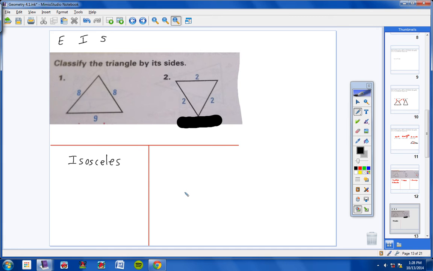All right, quickly do that. Go ahead and copy this triangle down. 2, 2, and 2, and then give me two names. Okay, we definitely call this triangle.